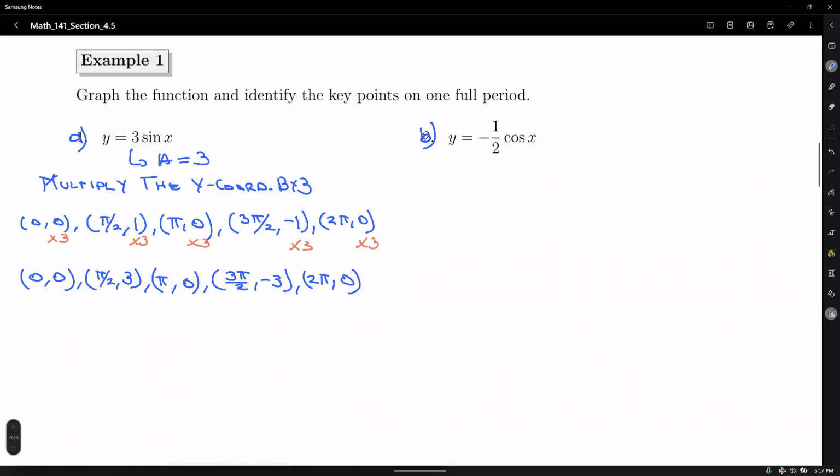So I'm going to graph these 5 new key points, which are the points of the transformed sine function by multiplying by 3. All right, so I'm going to go to GeoGebra to show you those graphs of the two functions. So that is the parent function, which is y equals sine x, and the transformed function with the coefficient 3.